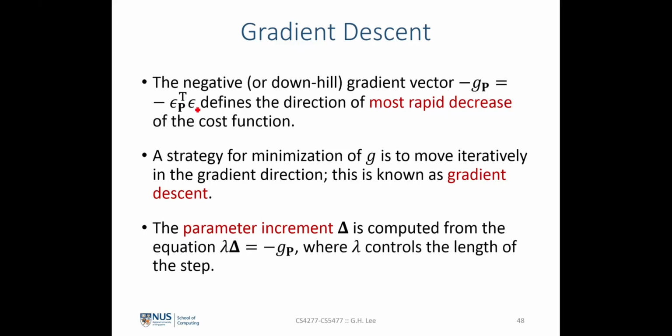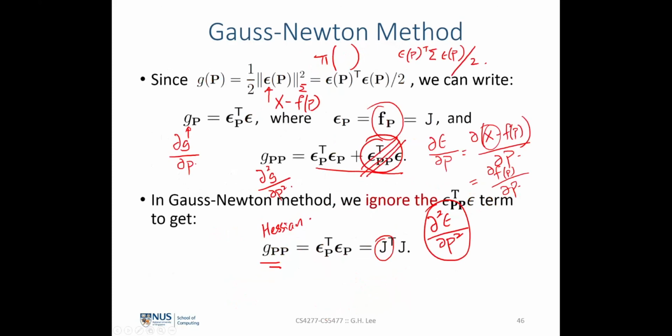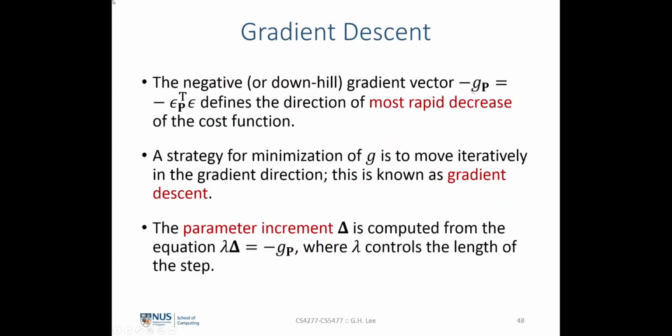Instead of computing the Hessian matrix as well as the first order derivative, the Jacobian matrix, we will simply compute the gradient of the error function, denoted by g(p) over here. And that would be given by epsilon(p) transpose epsilon, which we have seen earlier on in this slide. And we'll use this particular gradient to do what we call the gradient descent towards the local minima.